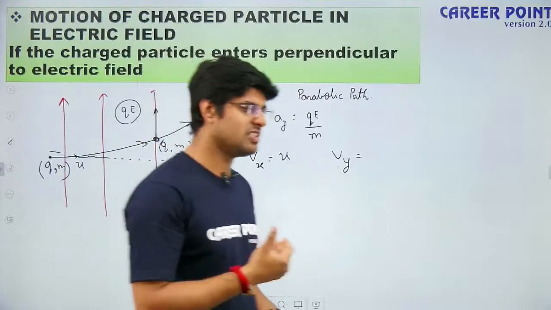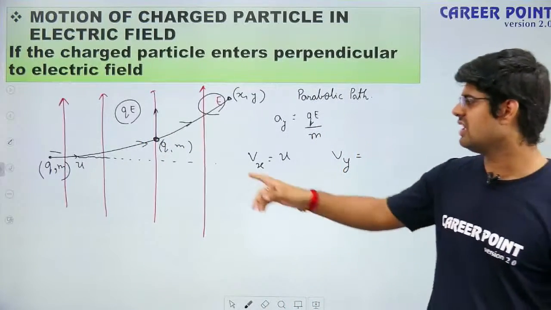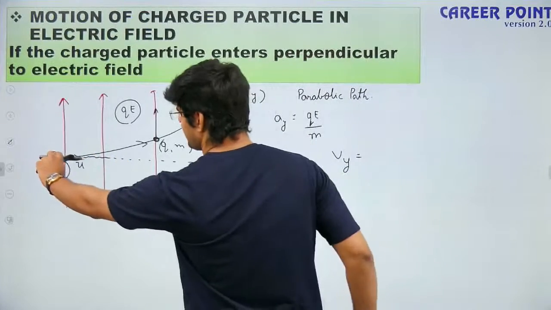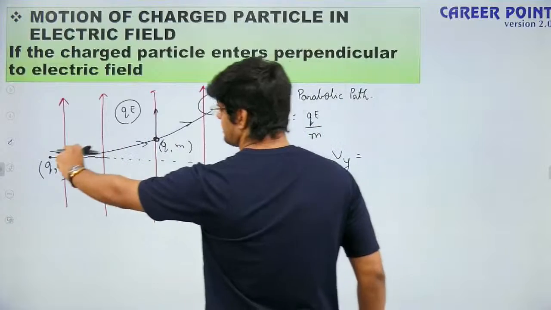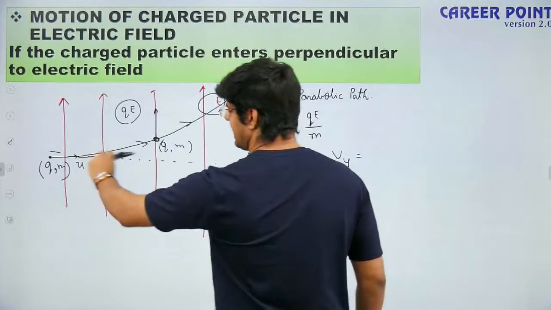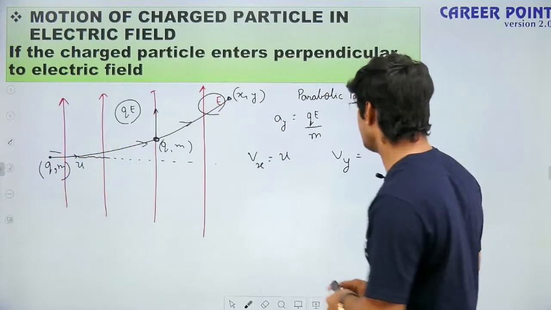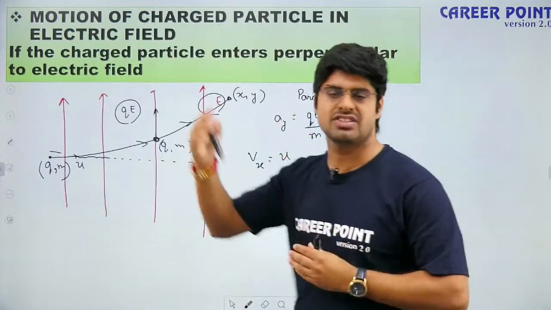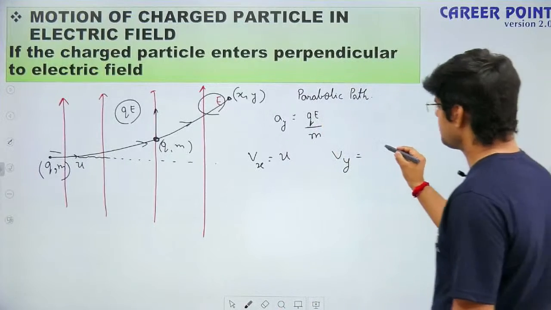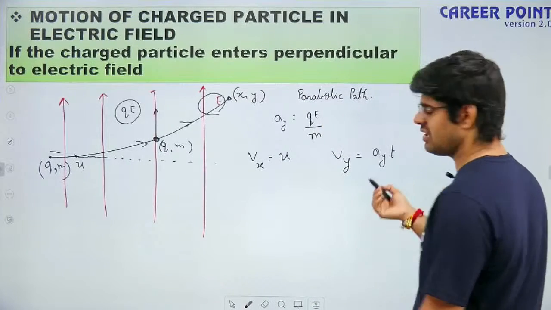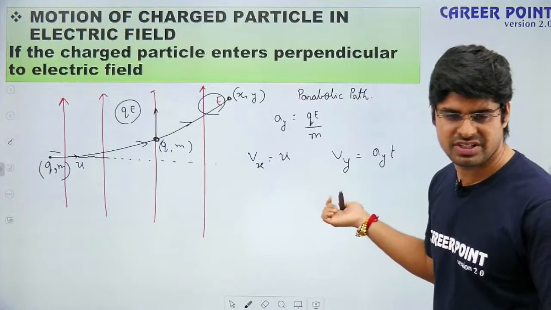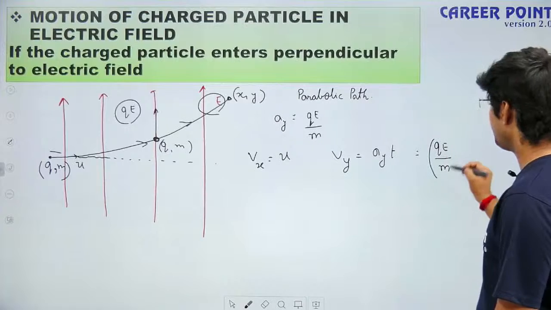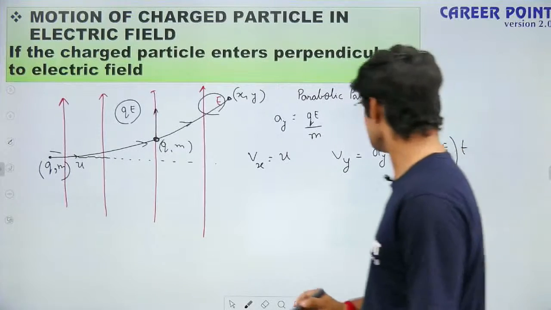In case of velocity in y direction, there was no initial velocity in y direction, but due to the presence of electric field, the path of this particle changes like this, and instead of following a straight line path, it follows a parabolic path. So there will be accelerated motion in y direction, so its velocity will increase. Its velocity is ay into t, because initial y direction velocity was 0. So I can write qe upon m, acceleration, into time t.